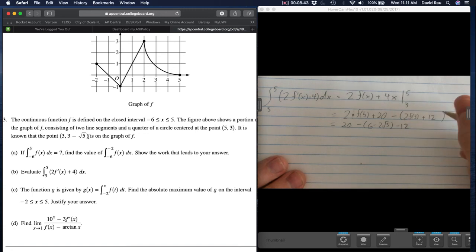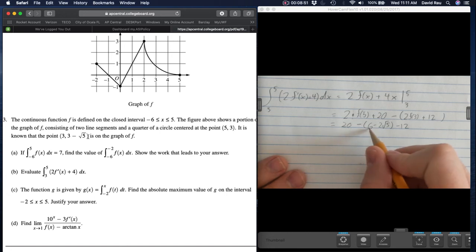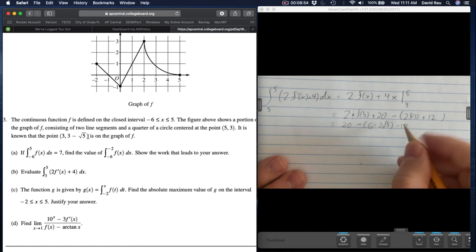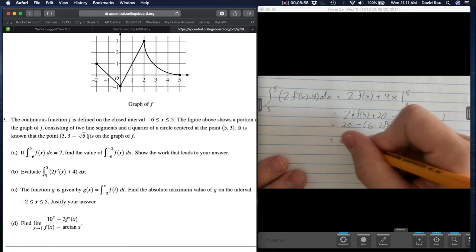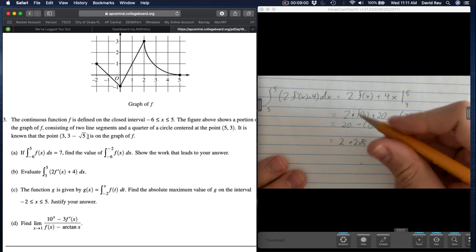minus 12. Alright, so I'm kind of not distributing the negative yet, and I am distributing it there. When we simplify this all together, we'll have 20, we'll have a negative 6, and we'll have a negative 12. So that's actually just going to end up being 2, and then we have positive 2 root 5.